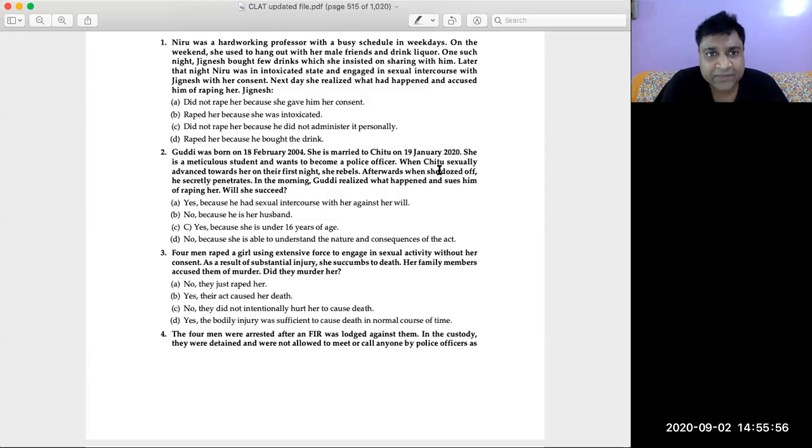Exactly. I think, according to me, the answer will be A, because he did not rape her because she gave her consent. It is written over here that Jignesh brought a few drinks which she insisted on sharing with him. She's like, hey, can we have some drinks together. And then she had sex with him. It's perfectly normal and perfectly natural. There's nothing wrong in that. But then she cannot accuse him of raping her because she herself asked to get drunk.